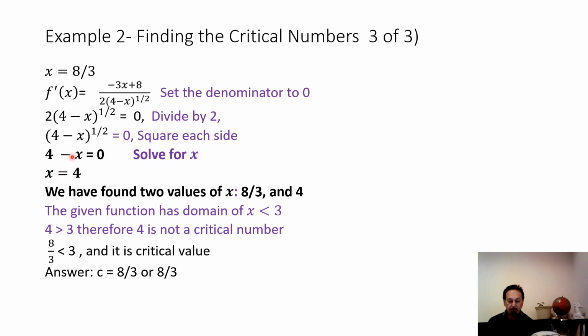Now we can take the minus x to the right to become 4 is equal to x, or you can say x equals 4. So now we have two values, 8 thirds and 4. Since the function's domain is x less than 3, the numbers less than 3 can be critical numbers. Now you can see 4 is bigger than 3, so 4 is not a critical number. But 8 thirds is less than 3, so it is a critical value. So the only critical value is 8 thirds.